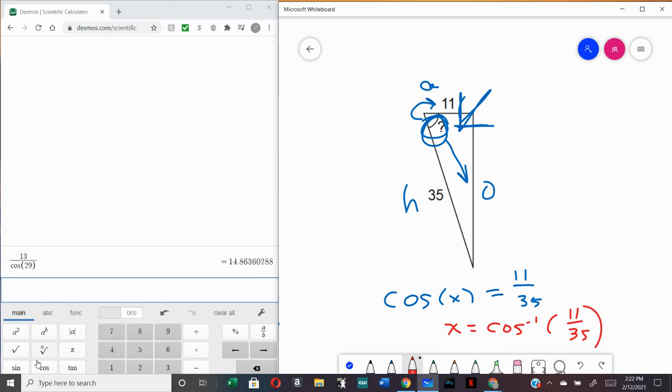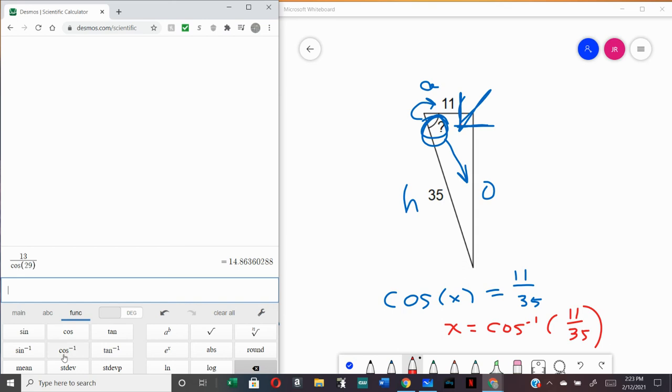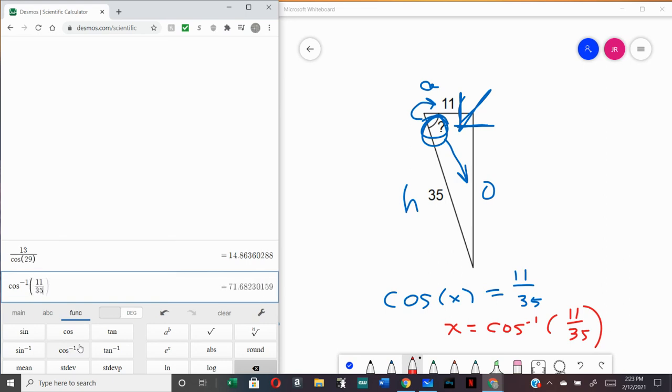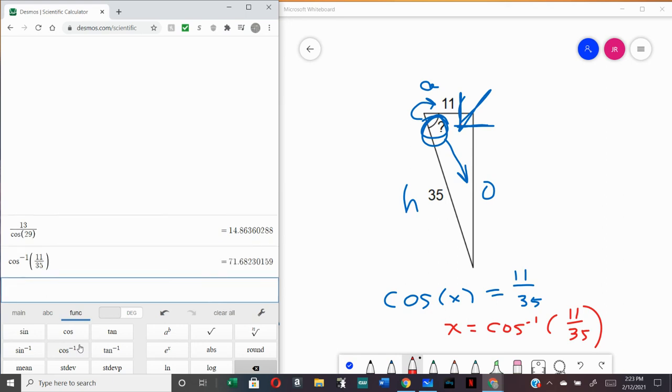Now, you notice right here, we don't have cosine -1, sine -1, tangent -1. So how do I get it? There are more functions right here by clicking on that. You see right there's the cosine of -1, which is what I need. I'm just going to type in 11 divided by 35. And there is my angle measure right there, 71.7 degrees. So X is 71.7 degrees.